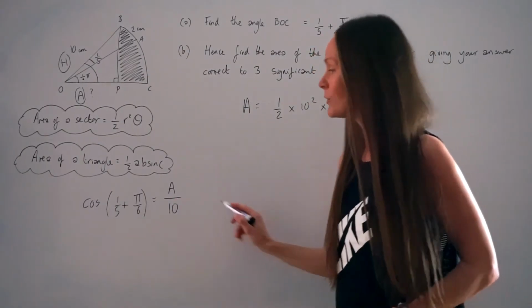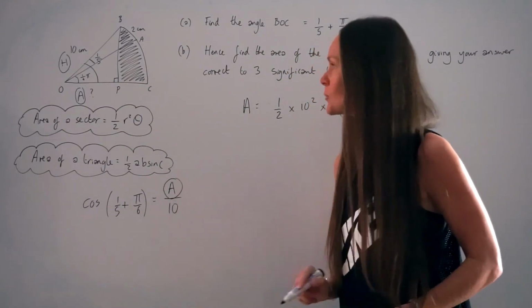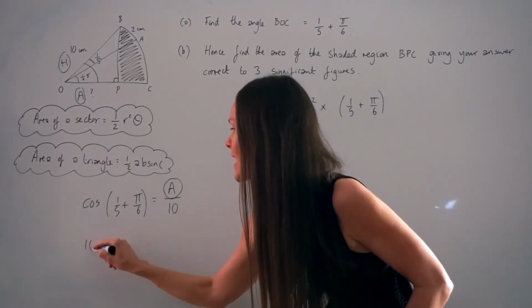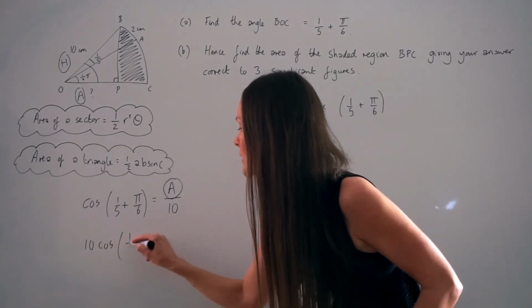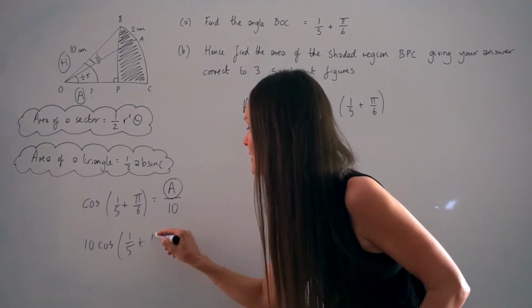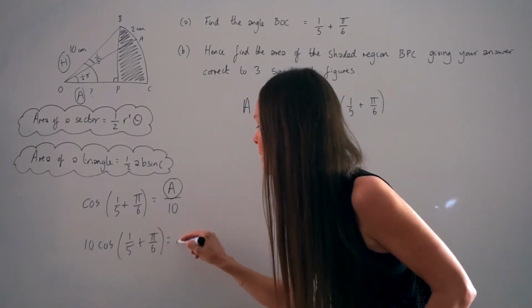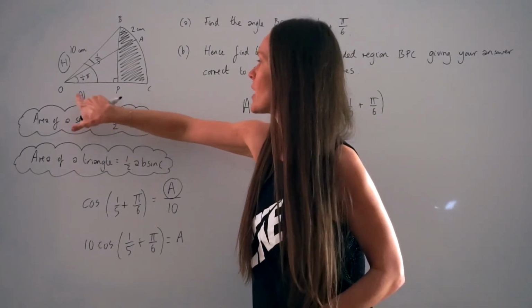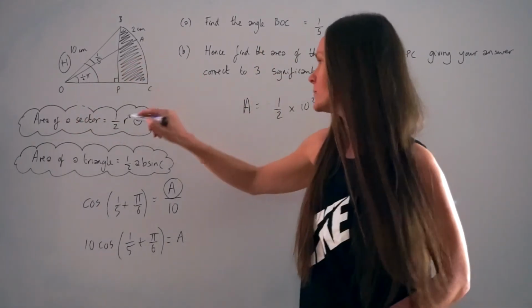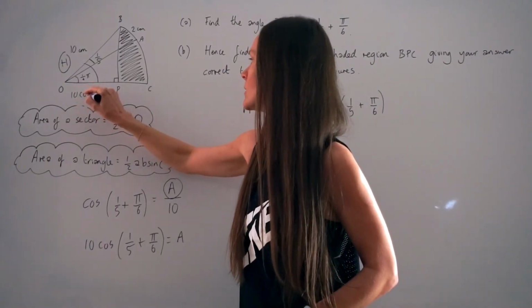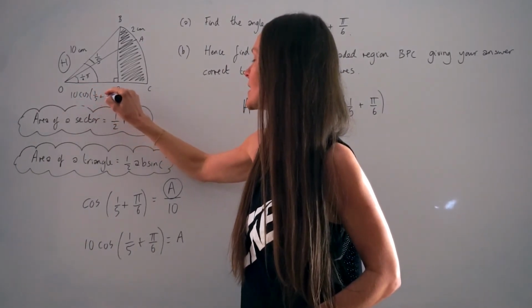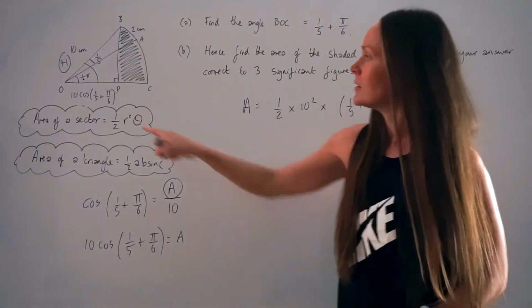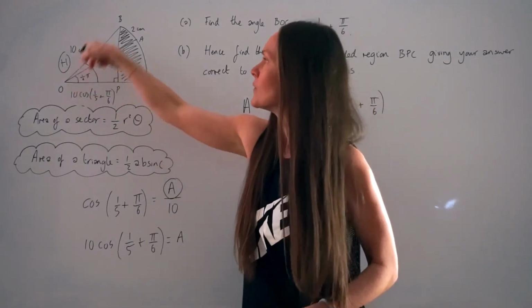So now I can rearrange this equation to make A the subject, okay? So I'm going to multiply both sides of this equation by 10, so that 10 cos of the angle theta, so a fifth plus a sixth pi, is equal to A. So this length here, OP, the base of the triangle, is equal to 10 cos a fifth plus a sixth pi. Okay, so now that we've got that length here, we can work out the area of this triangle.